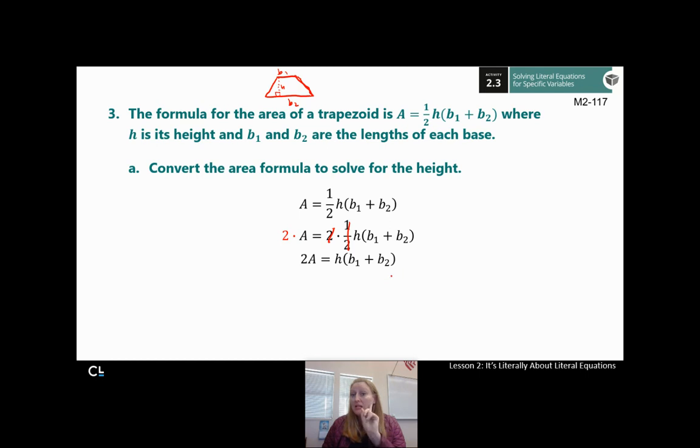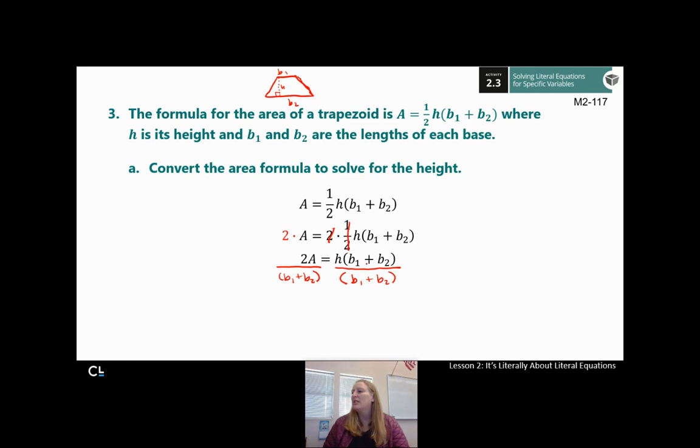Parentheses means multiplication. You know this. So here's what we're going to do. We're going to divide. Since it's being multiplied, we're going to undo with division. So we're going to divide the sum of b sub 1 and b sub 2. But you also know the division property of equality says if you do it to one side, you must do it to the other. Aha!